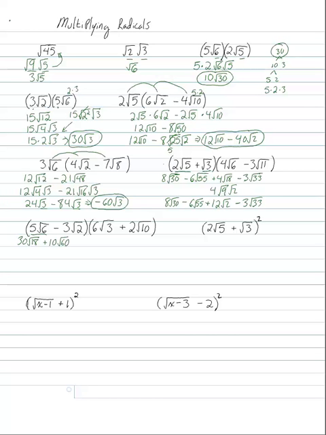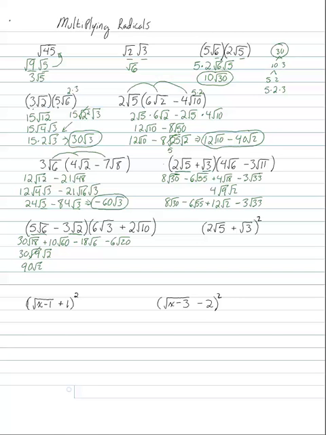Now I'm going to go to my second part, FOIL, so I'm multiplying that through. Minus 3 square roots of 2 times 6 square roots of 3 would be minus 18 square root of 6. Minus 3 square roots of 2 times 2 square roots of 10 is minus 6 square roots of 20. See what can be simplified. Square root of 18 would be square root of 9 times square root of 2. 30 on the outside. Square root of 9 is 3. So I'm going to get 90 square roots of 2.